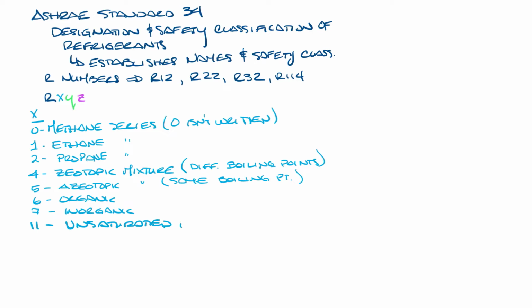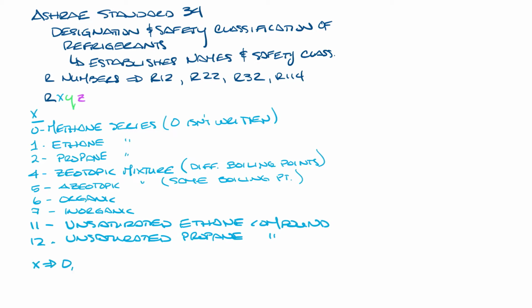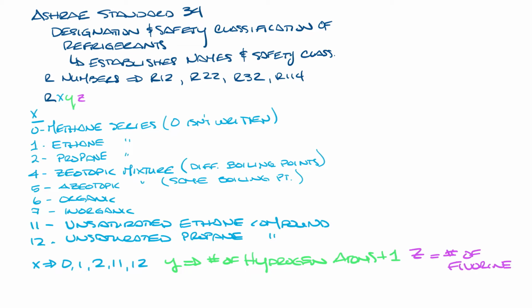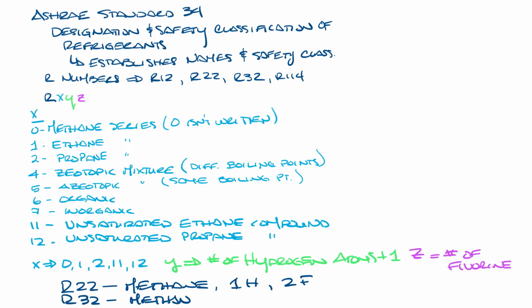11 stands for unsaturated ethane compounds, and 12 stands for unsaturated propane compounds. For the Y and Z numbers, it's different depending on the X number. So for X equals 0, 1, 2, 11, and 12, Y is the number of hydrogen atoms plus 1, and Z is the number of fluorine atoms. So R22 is in the methane series and has 1 hydrogen atom and 2 fluorine atoms, and R32 is in the methane series and has 2 hydrogen atoms and 2 fluorine atoms.